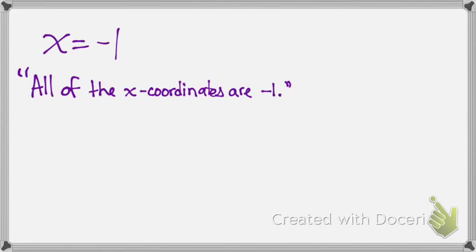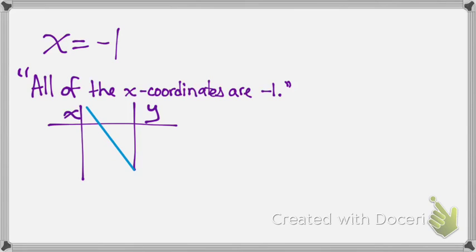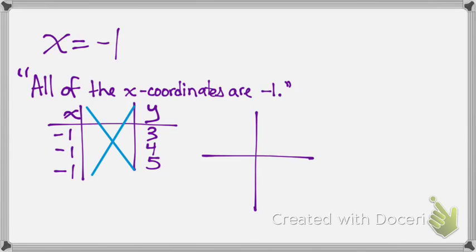Let's do a little what if. What if we had this? If we had a table given to us, maybe on our test or whatever, it doesn't matter what happens on the inside. All the x coordinates better be -1. If we pick some y coordinates, let's just draw a sketch of where these are at. So -1, 3; -1, 4; -1, 5. This is undefined. It's an undefined slope.